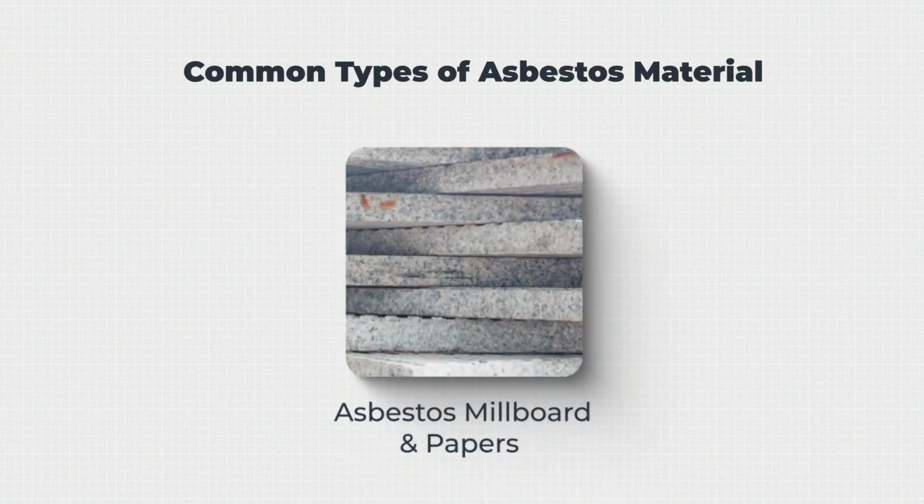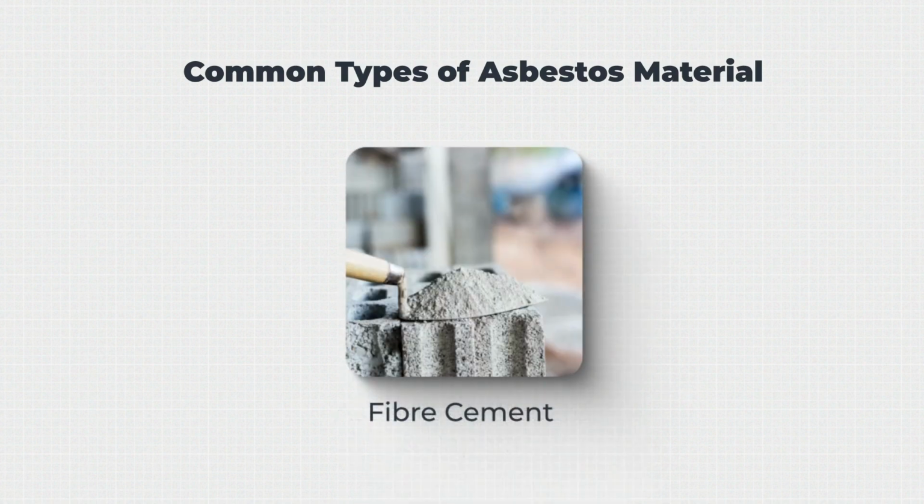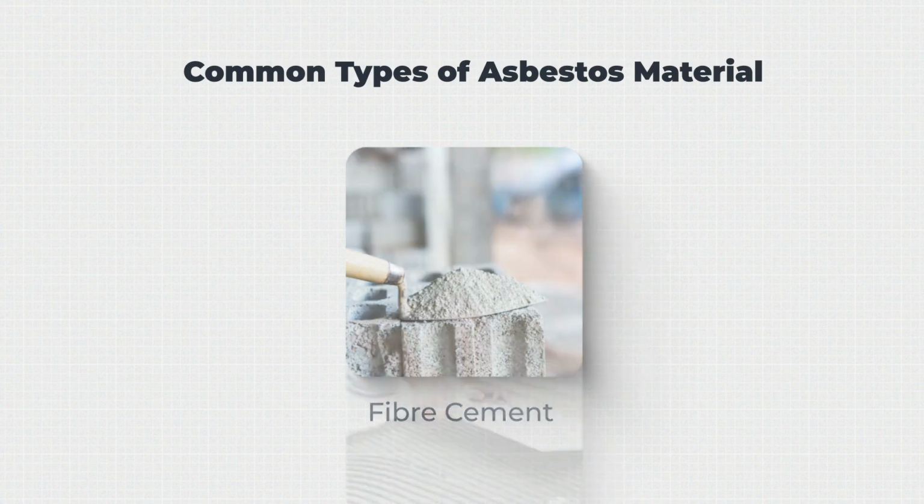Asbestos millboard and papers. Paper-based material infused with asbestos to give it extra insulation when used with electrical equipment and circuitry. Fibre cement, containing between 5 to 15% asbestos fibres. This form of cement was known for its brittle but durable qualities and often used for outdoor pipes and waterproofing. Fire bricks were also made from this substance.